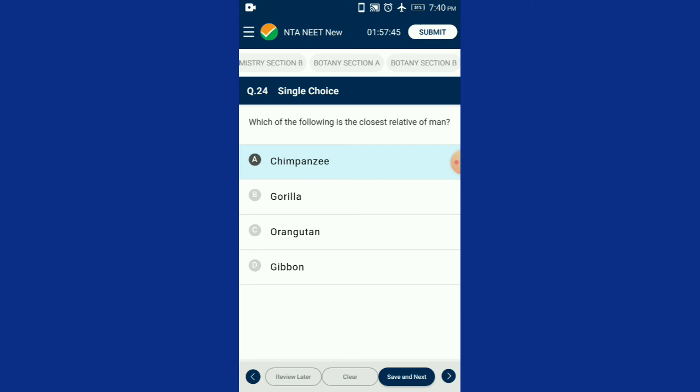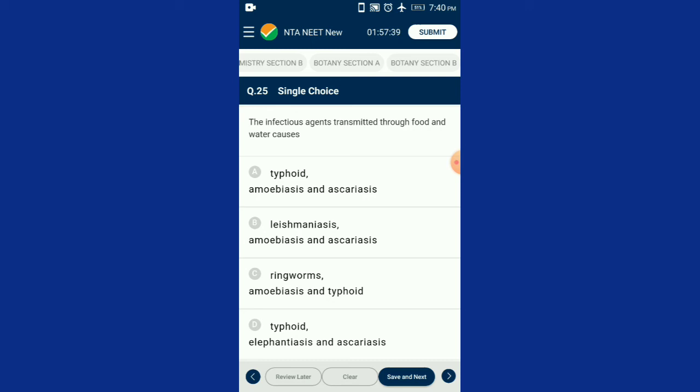Question number 25. The infectious agent transmitted through food and water causes typhoid. The infectious agents are transmitted through food and water such as typhoid, amoebiasis and ascariasis. The bacteria Salmonella typhi, the protozoan Entamoeba histolytica and the helminth Ascaris lumbricoides contaminate food and water.